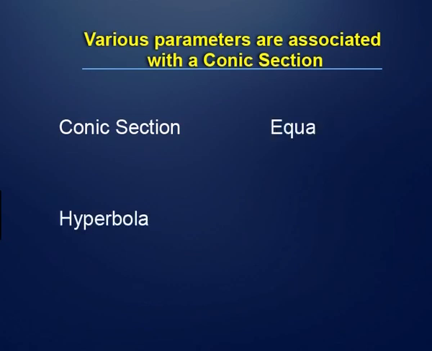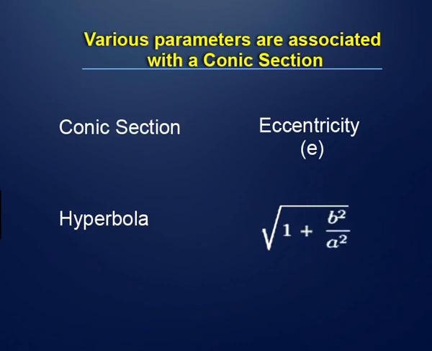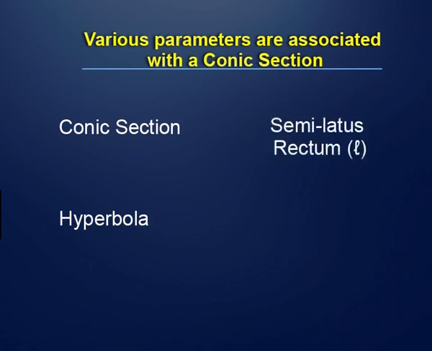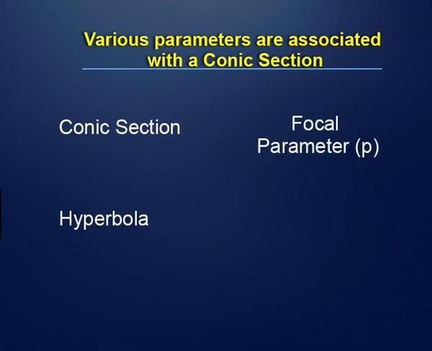Hyperbola, equation x squared upon a squared minus y squared upon b squared equal to 1, eccentricity under root 1 plus b squared upon a squared, linear eccentricity under root a squared plus b squared, semilatus rectum b squared upon a, focal parameter b squared upon under root a squared plus b squared.